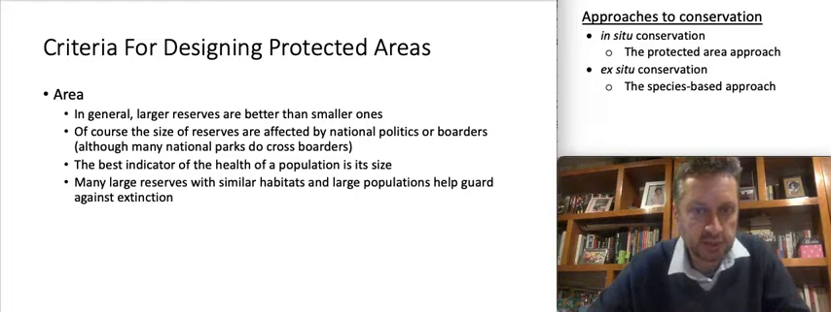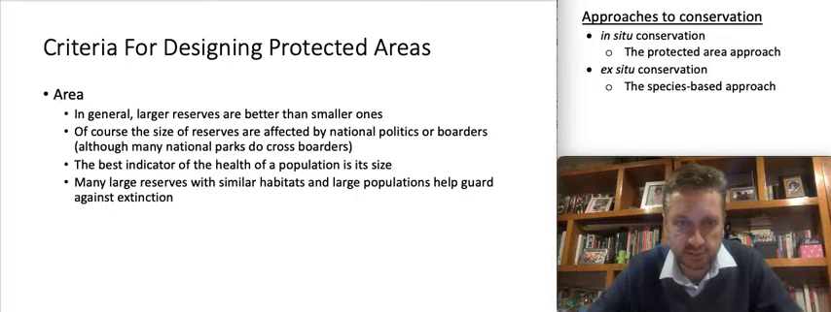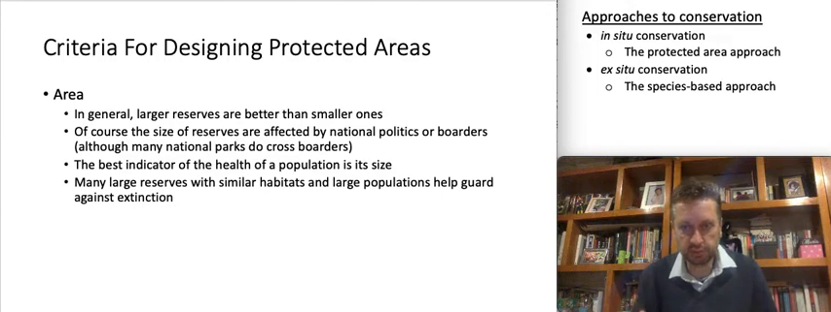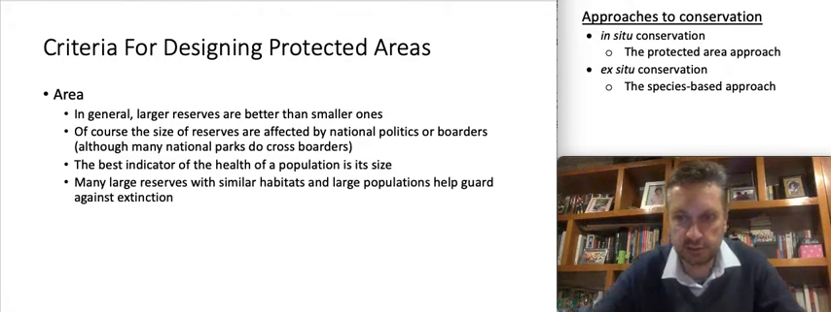The best indicator of a population's health is the size of the population, and many large reserves with similar habitats and large populations guard against extinction. So you want the largest area possible, which gives you the largest population, which is the best protection against species in your reserve becoming endangered. All common sense, I hope you'd agree.